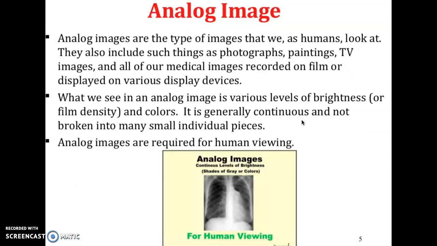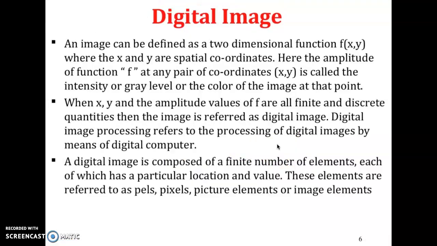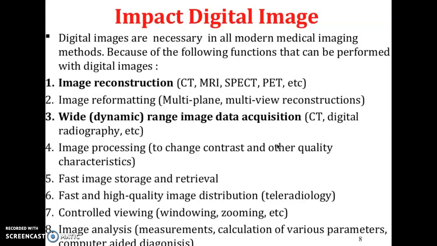And this analog image, as I said, is required for human viewing purpose. But for processing purpose, we want a digital image. So even if it is digitized, we are going to display it as a continuous image or analog image finally. For final viewing purpose, again it is brought into an analog image form.